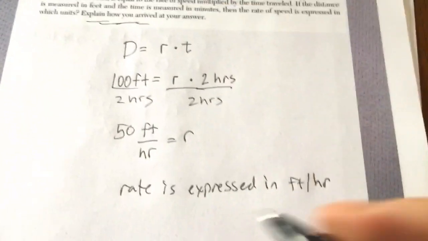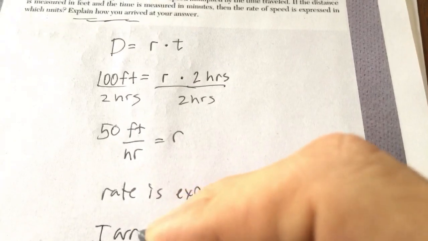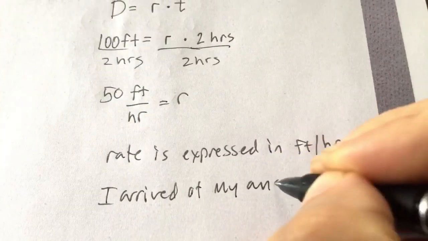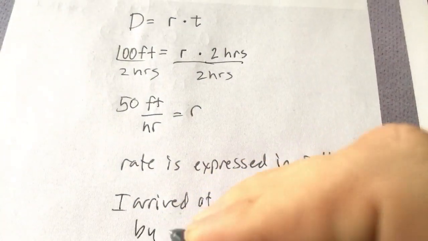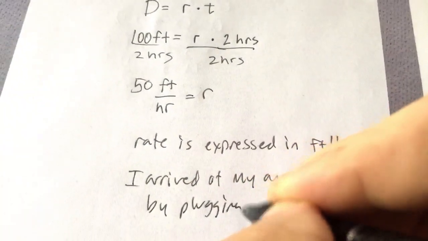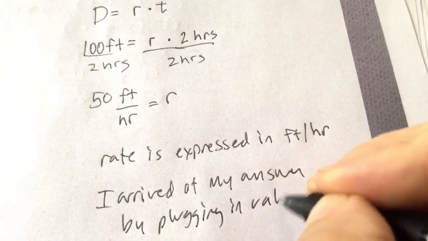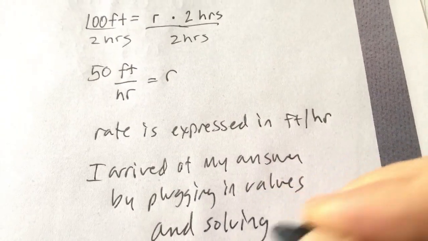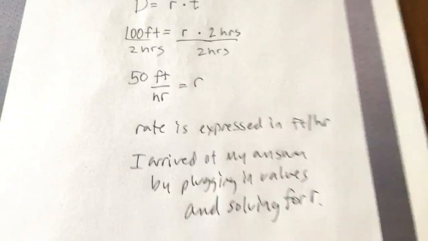The key here, it says explain how I arrived at my answer. I am going to say I arrived at my answer by plugging in values and solving for r.